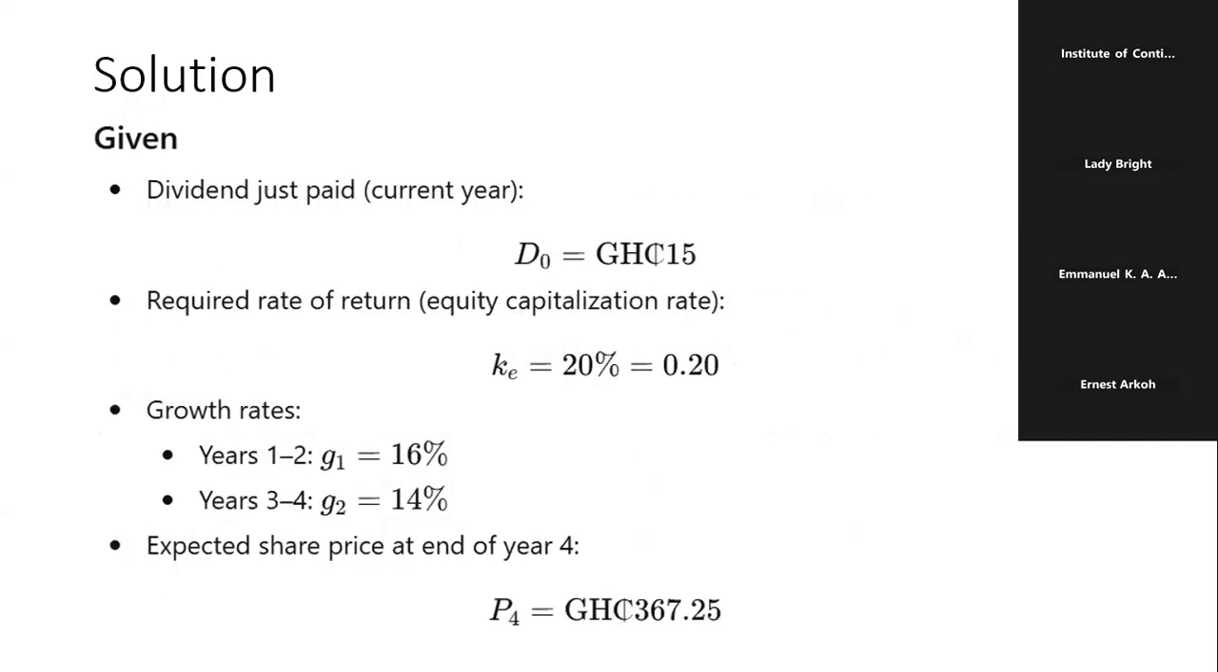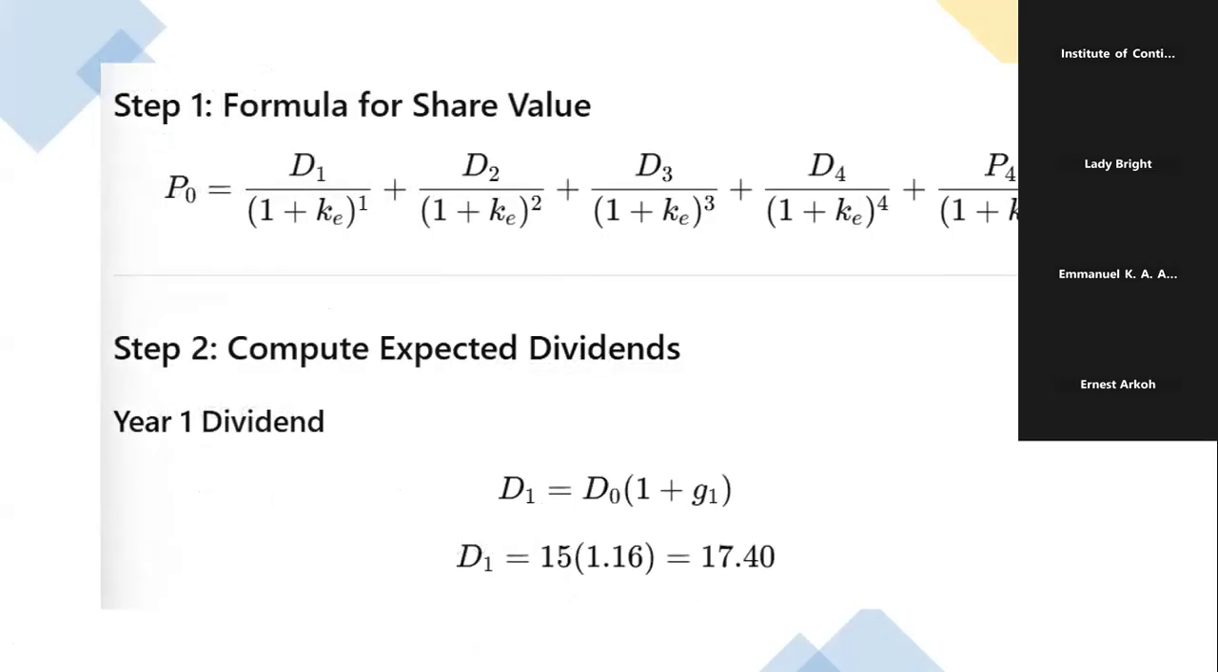The information we have is that D0 is 15, and then the Ke is 20%. Growth is at 16% for dividend for 2 years, and then the next 2 years is 14%. And then the price after 4 years is 367. So we put that in our calculation.